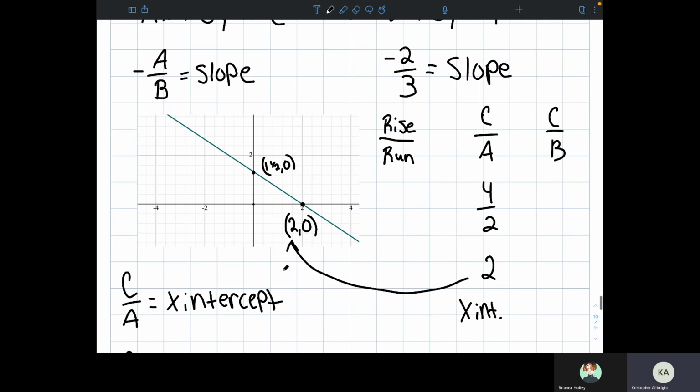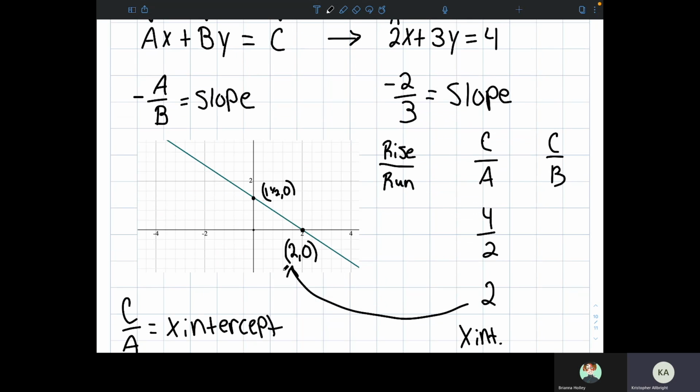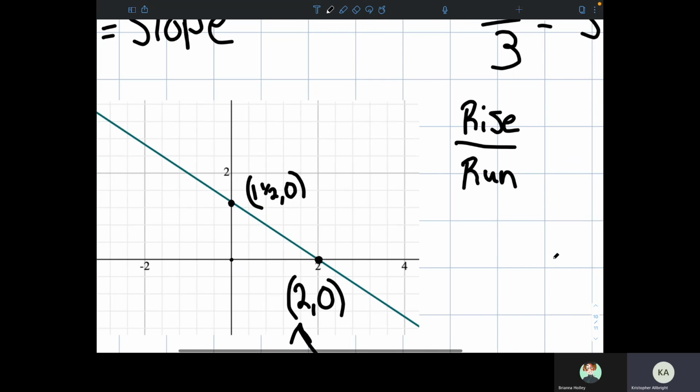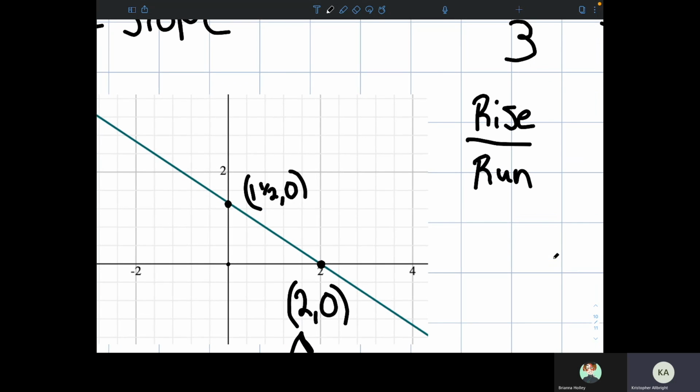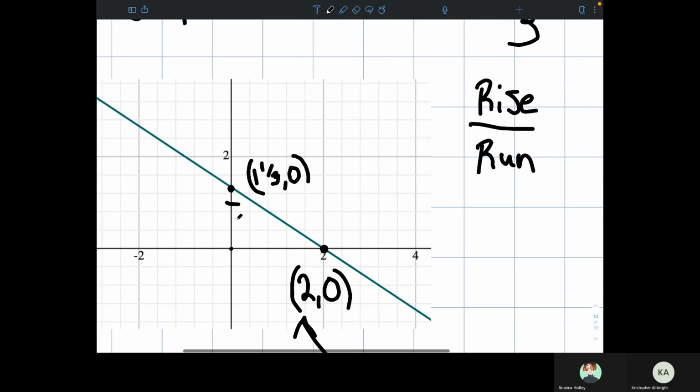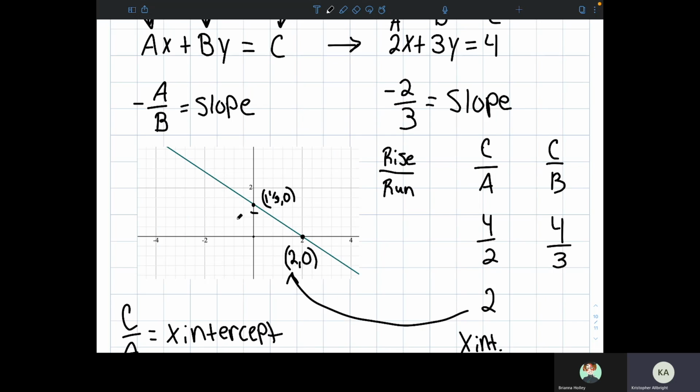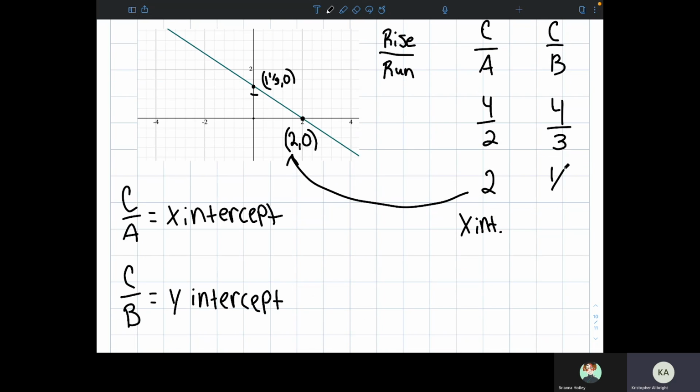Okay, so if we work this, we're going to do C over B, so it's going to be 4 over 3, which is 1 1/3. So actually, we were pretty close with 1 1/2, just guessing. So it's 1 1/3. So if that's 1, then that looks to be about 1/3. So we get 1 1/3 for our y-intercept.